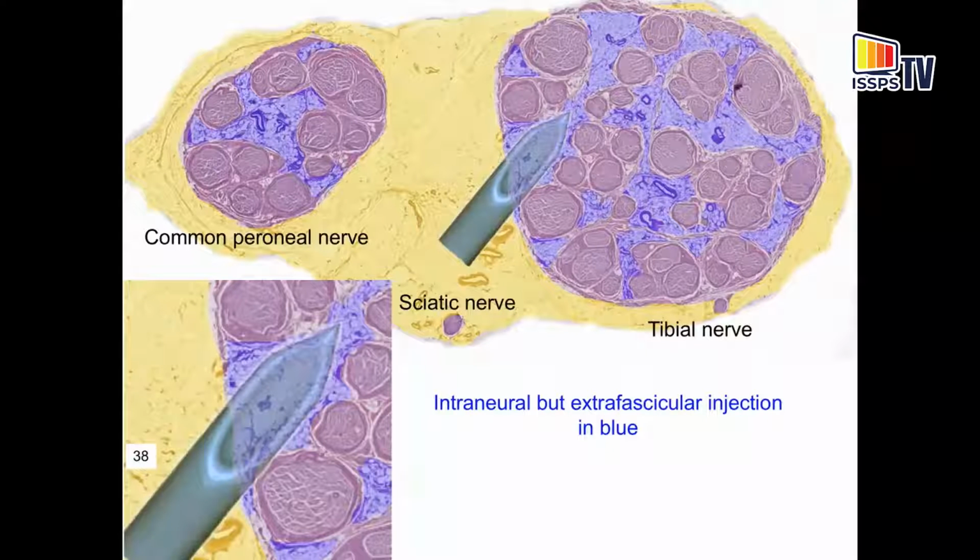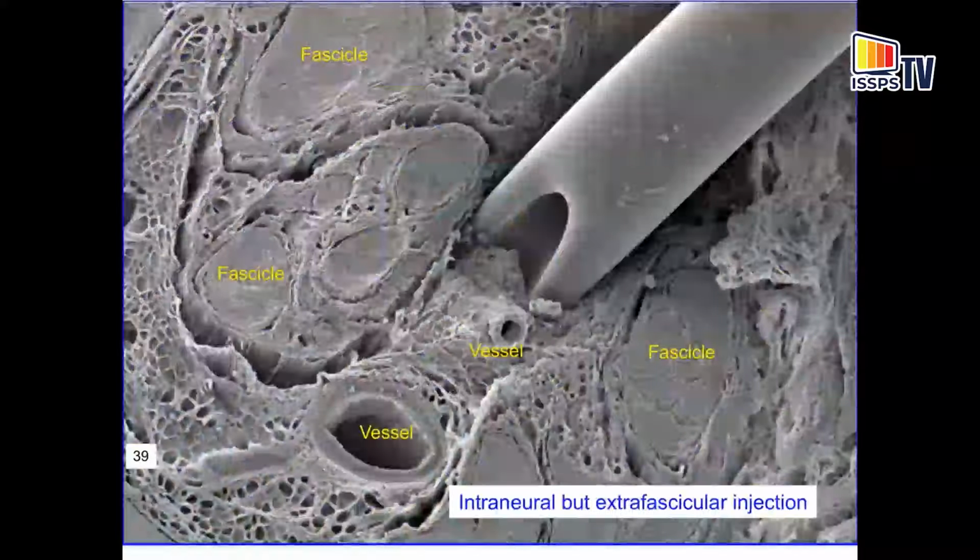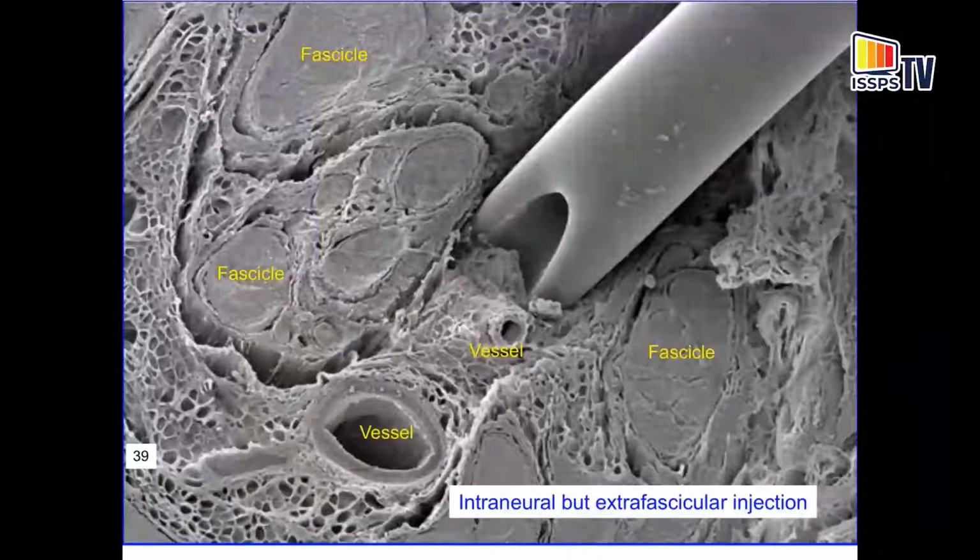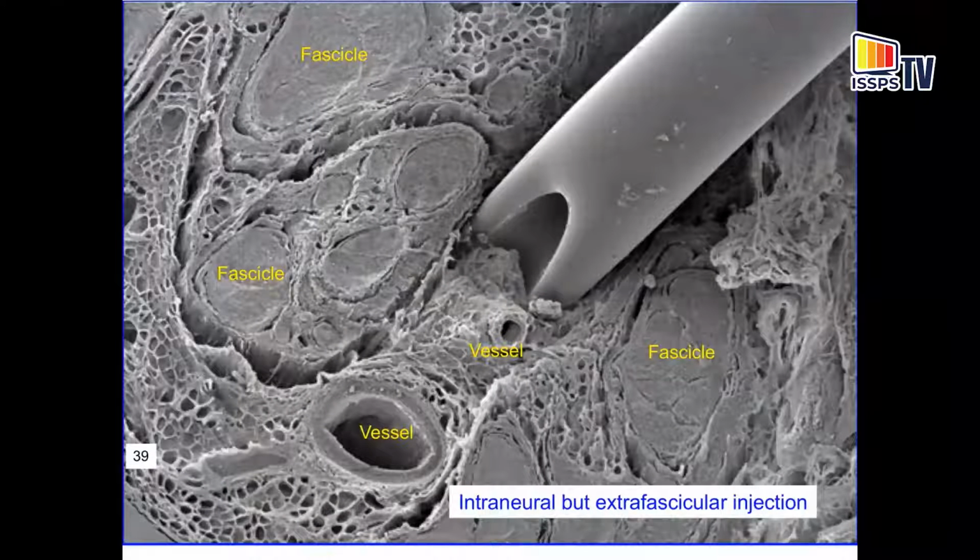Here, intraneural but extrafascicular injection appears in blue. Local anesthetic distributes exclusively around the outer fascicles. This is a simulated extrafascicular injection. The vessel may be broken, originating an extrafascicular intraneural hematoma, fibrosis, and in the future probably developing dysesthesias. This type of lesion is unpredictable.